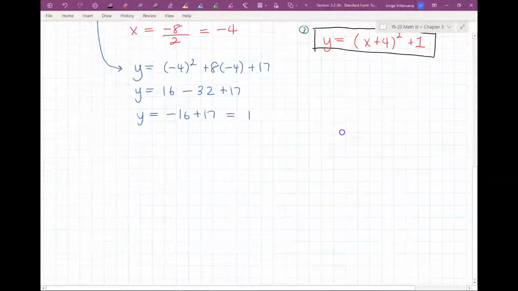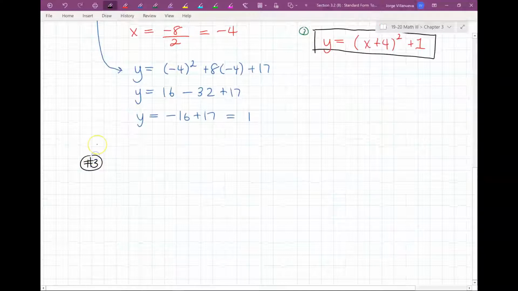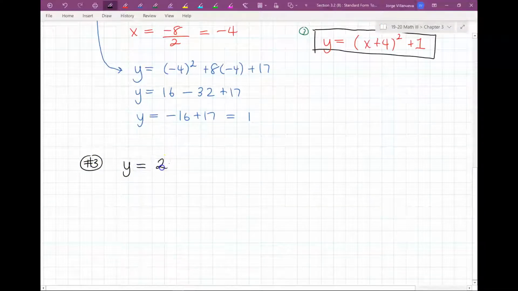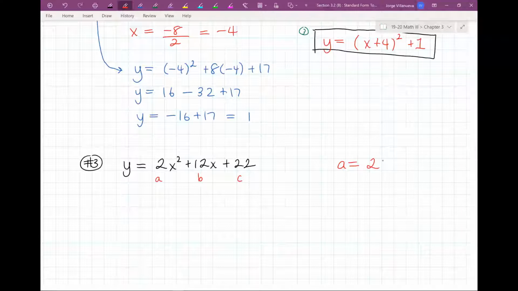So let's do number 3. Number 3, we get y equals 2x squared plus 12x plus 22. Okay, so again, I'm going to do step 1 here. What's A according to number 3? What's my A term? So it's a 2, right? Yeah, 2. I'm going to put that right there. A equals 2. Again, easy. Doesn't take a lot of effort to figure that one out. It's right in front of the x squared.